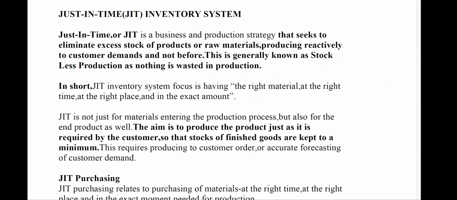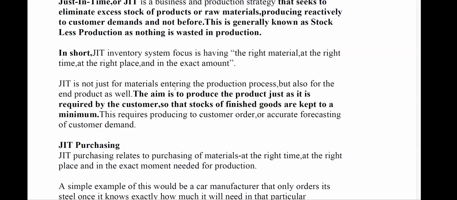Now, this is generally known as stockless production, as nothing is wasted in production. So with just in time, we don't make room for wastage. We don't make room for storing of stock, right? So in short, the just-in-time inventory system focuses, are you getting it, on having the right material at the right time, at the right place, and in the exact moment. I like this, right? The right material at the right time, at the right place, and in exact quantities. So just in time is not just for materials entering the production process, but also for the end product as well. So the aim is to produce the product just as it is required by the customer, so that stocks of finished goods are kept to a minimum.